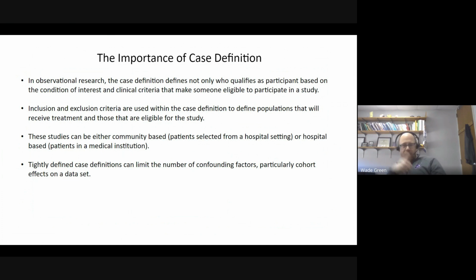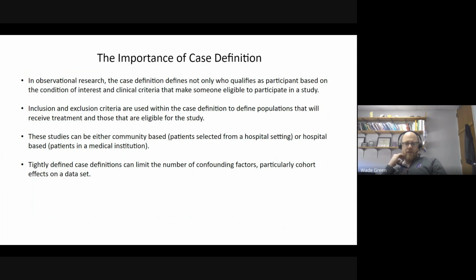This is going to be really important in a couple of slides when we talk about randomized controlled trials as well. It's going to be super important to tightly define and be very intentional about how we define our cases. In a lot of our case control studies, those can be either community based, or hospital based, so patients selected from a hospital setting, patients that are in a medical institution of some sort. Generally speaking, that's how we're going to see these studies performed.